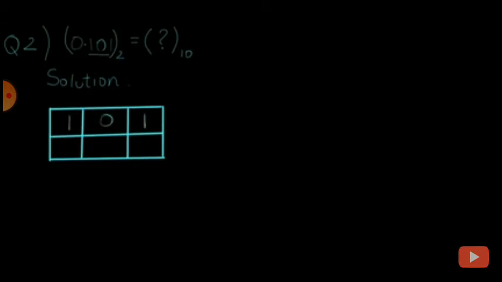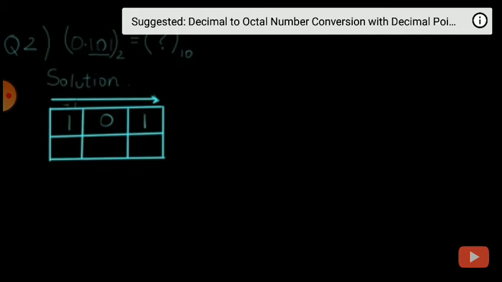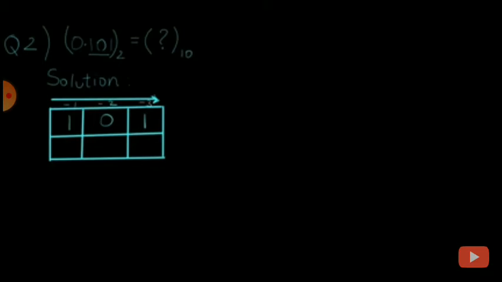Now here we assign positional weights starting from left to right, and these positional weights are in terms of powers of 2 and negative powers of 2. By that I mean this is minus 1, this is minus 2, and this is minus 3. So when we apply positional weights which are always powers of 2, we have 2 raised to minus 1, 2 raised to minus 2, and 2 raised to minus 3.